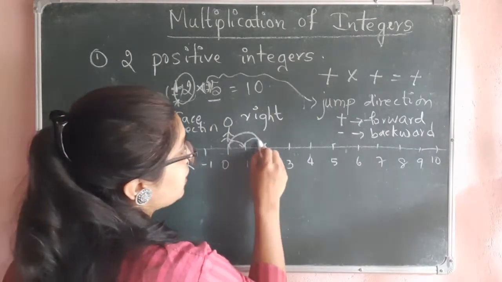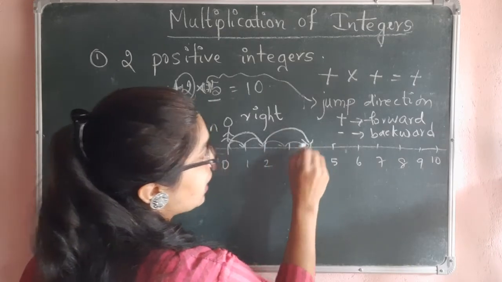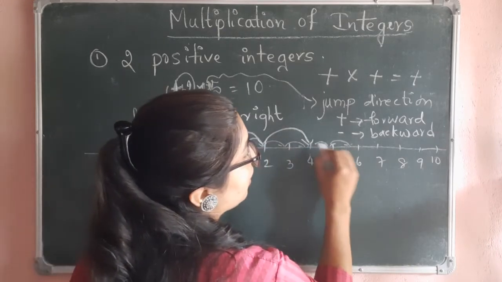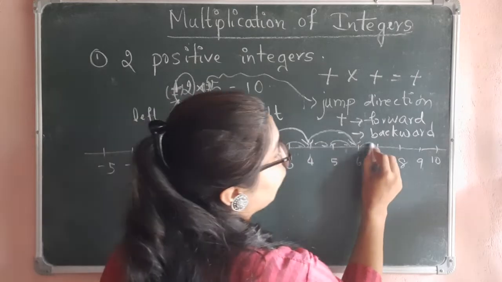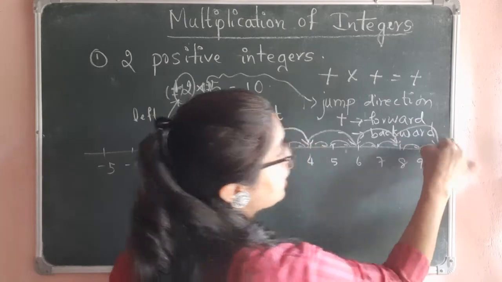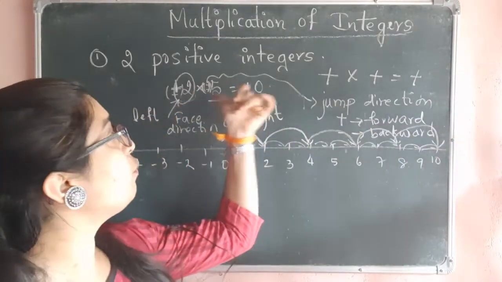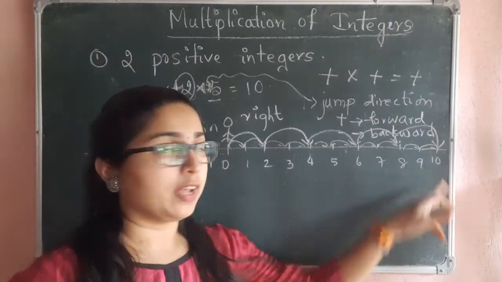So this is the first jump. Again 1, 2. This is the second jump. 1, 2. This is the third jump. 1, 2. This is the fourth jump. 1, 2. And this is the fifth jump. So I have reached 10. So 2 into 5 is giving you positive 10.